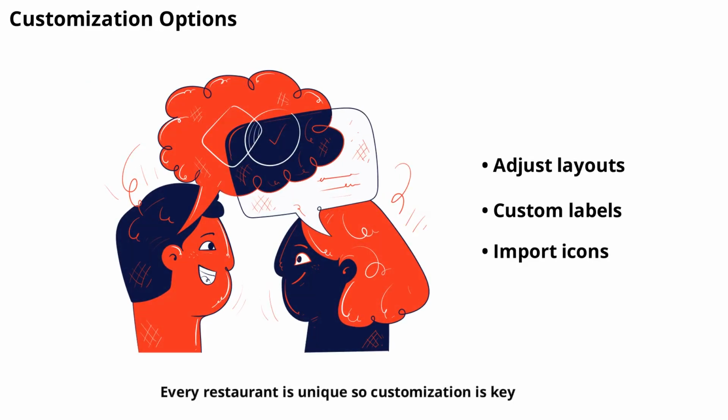Every restaurant is unique, so customization is key. The best diagram software allows you to adjust layouts, add custom labels, and import your own icons or images. This flexibility ensures your diagrams accurately reflect your restaurant's specific needs and branding.